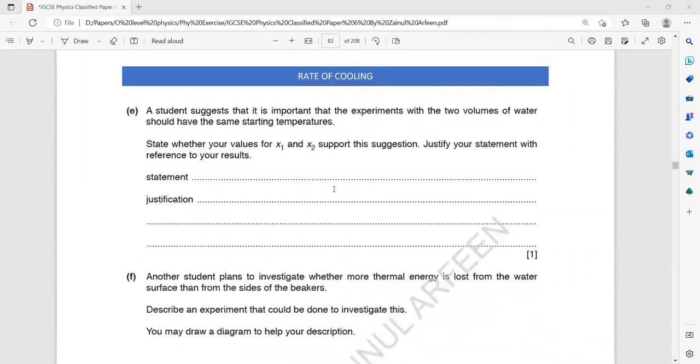Yes, it will affect, because you can clearly see that when the temperatures are different, the rate of cooling is also affected by temperature. So the statement you will say is yes. The higher the temperature, the greater the rate of cooling. You can also mention that the rate of cooling is affected by the temperature, so higher temperature has a greater rate of cooling, as the values of x1 and x2 are not the same. Because if the rate of cooling is not affected by temperature, then the values of x1 and x2 should be the same.